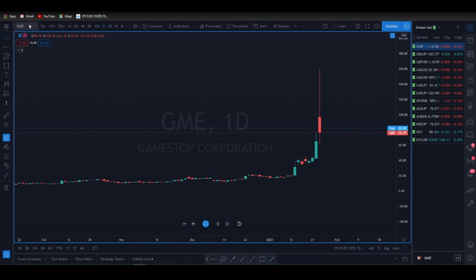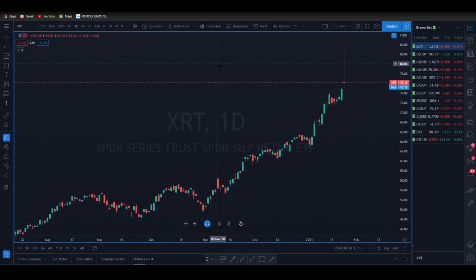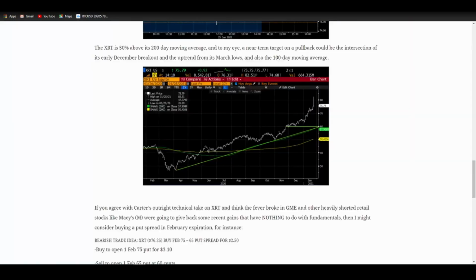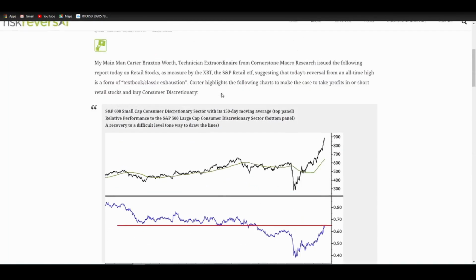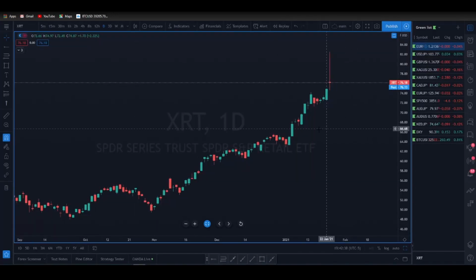Well, first off, let's go look at this. All right, I'm going to pull up the XRT, which is the S&P retail ETF that tracks GameStop. Just something to put into perspective. Today, GameStop was the heaviest weighted stock in this index. It went all the way up to 5%. All right, and the next largest component is just below 2%. So as you can see with the market cap, this became today the biggest stock traded within this ETF.